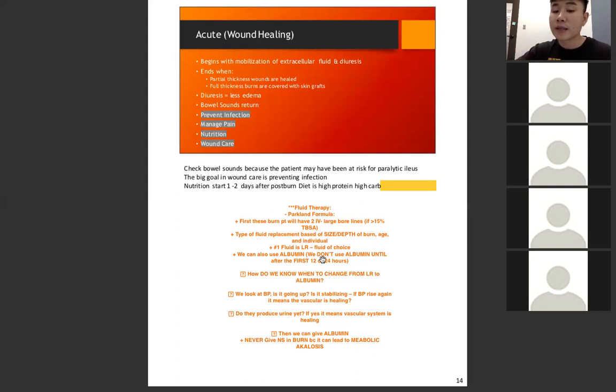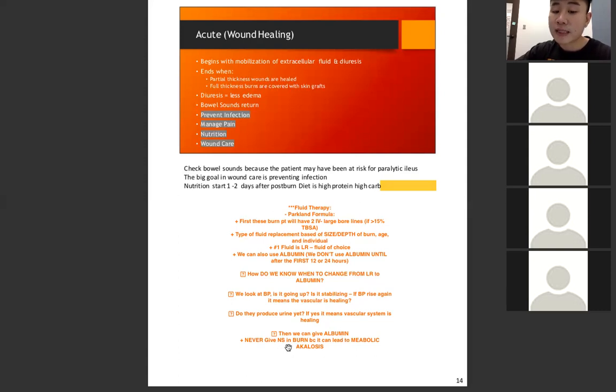The number 1 fluid is lactated Ringer's. That is the fluid of choice. We can also use albumin, but we don't use albumin until after the first 12 to 24 hours. How do we know when to change from LR to albumin? We look at the blood pressure. Is it going up? Is it stabilizing? If the blood pressure rises again, it means the vascular system is healing, and that is when we can start switching from LR to albumin. Do they produce urine yet? If yes, it means the vascular system is also healing, and that is another sign where we can switch from LR to albumin. Then we can give albumin.